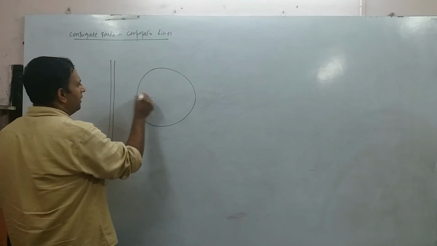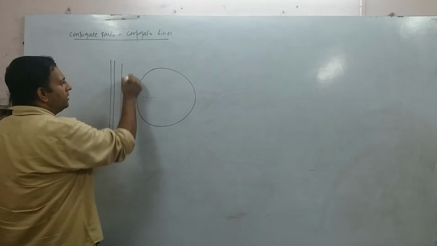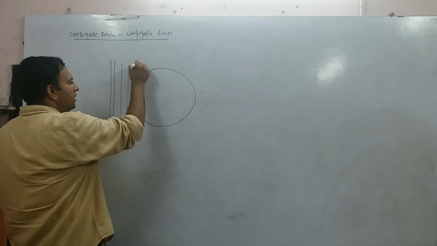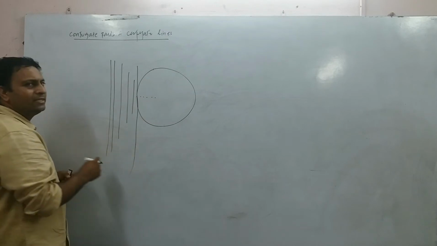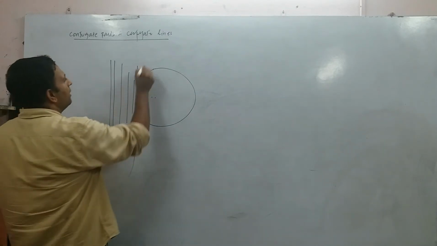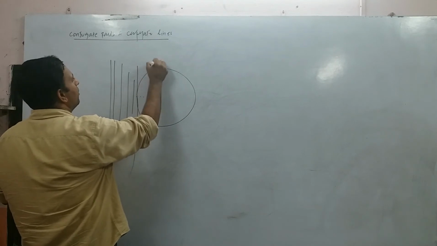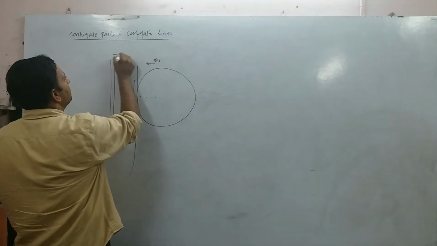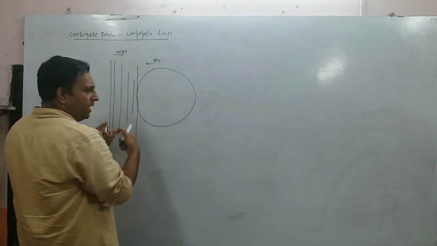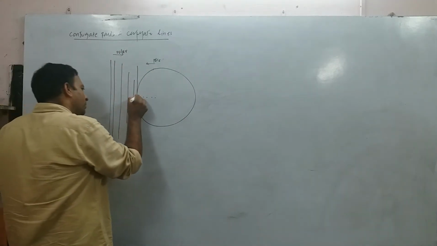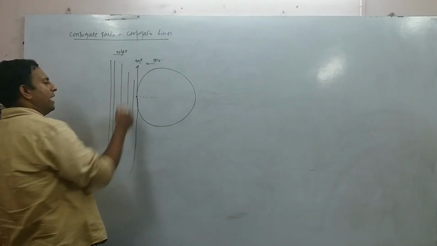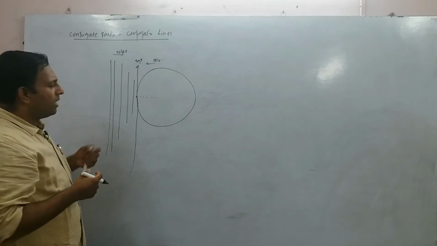If the point is here, polar is here. If the point is on the circle, you know polar becomes tangent. So pole and polar, they always move in opposite direction. This is pole and this is polar. And at the end, when the pole is on the circle, polar becomes tangent. Tangent is nothing but polar. So you have to understand that part.